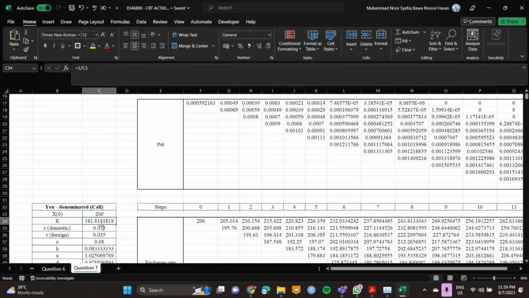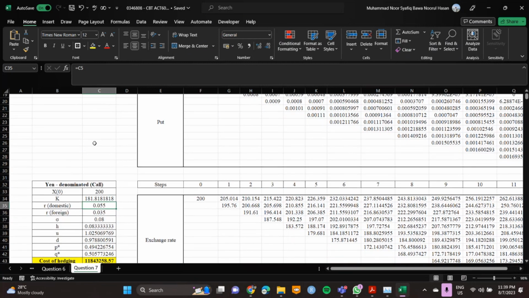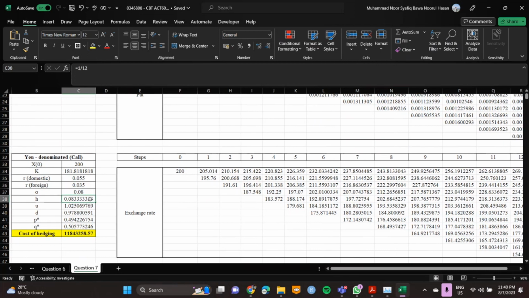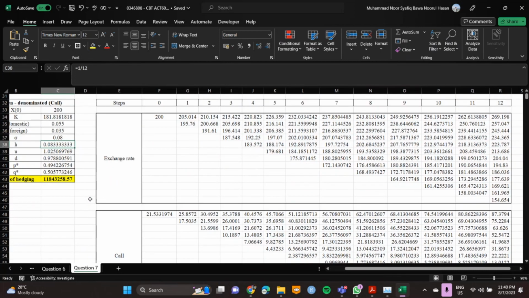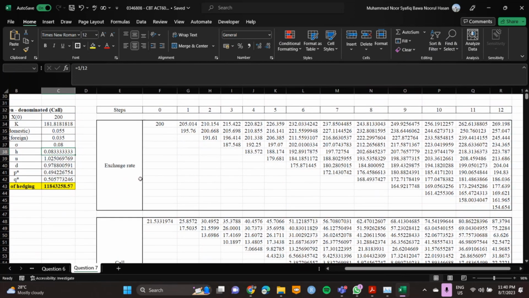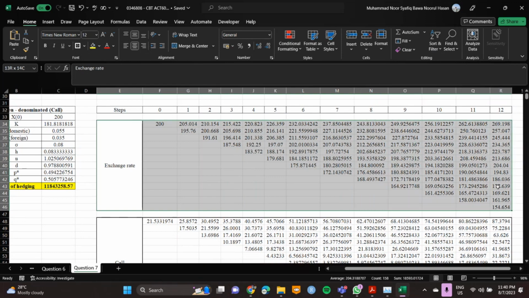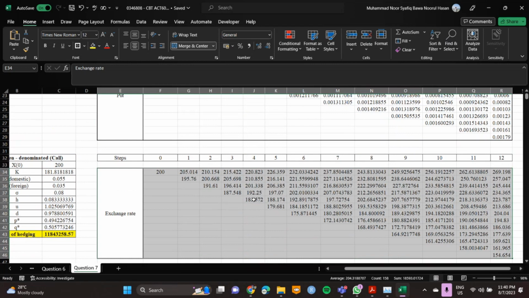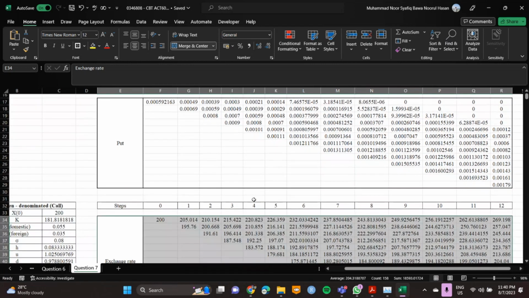But the R domestic and R foreign also will change because now your domestic is your Japan and your foreign is your British. So when you change all these values, of course, your U, D, P, and Q values will also change. But your H remains the same, which is 1 over 12. You apply the same steps for the exchange rate, but using the new X naught values, like we did for the previous exchange rate binomial tree.